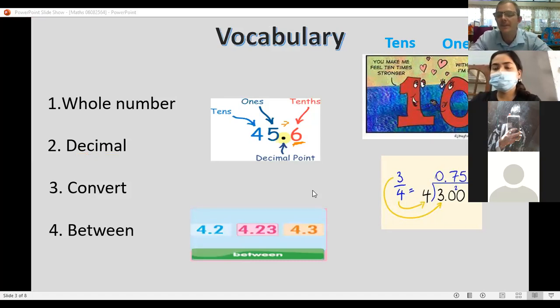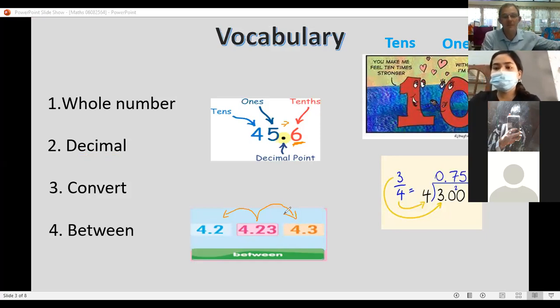And the last one is between. Between. So 4.23 is between 4.2 and 4.3. Between means in the middle of two things. So if I have these pens, 2 pens, my face is between the pens. Now my face can be either side of them, but now it's between. So it's in the middle of the two.